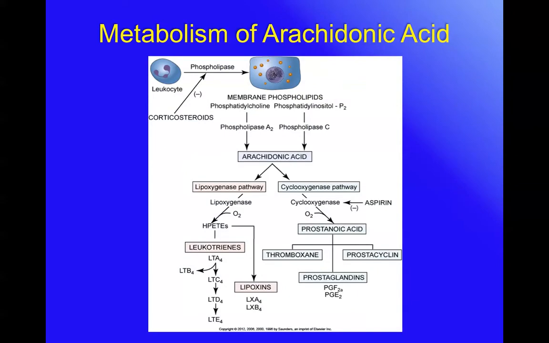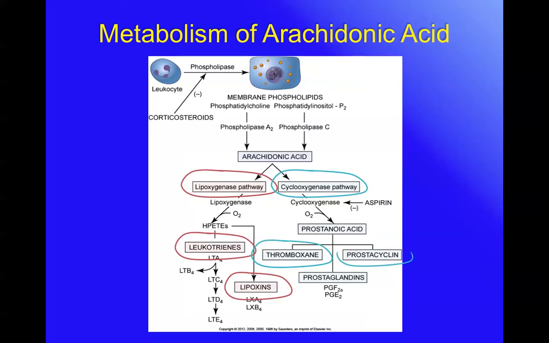This last slide illustrates these two pathways from the metabolism of arachidonic acid. One is the lipoxygenase pathway, which terminates in the production of leukotrienes and lipoxins. The other is the cyclooxygenase pathway, which terminates in the production of thromboxane, prostacyclin, and prostaglandins.